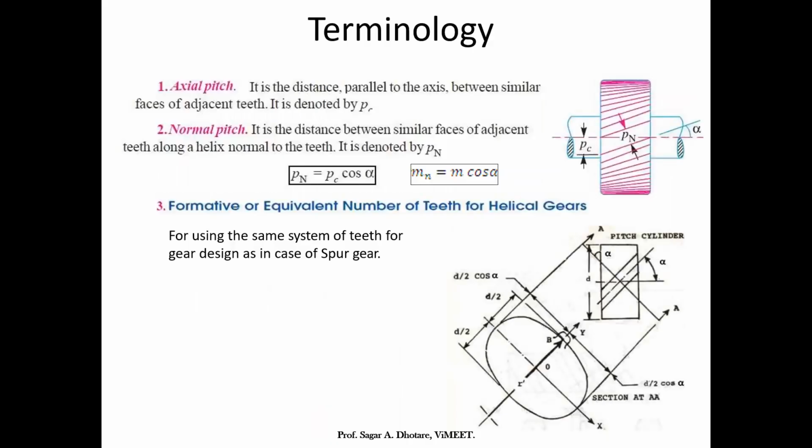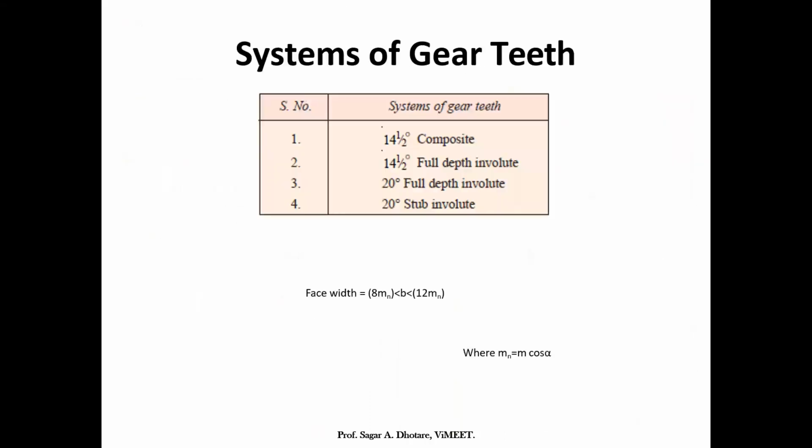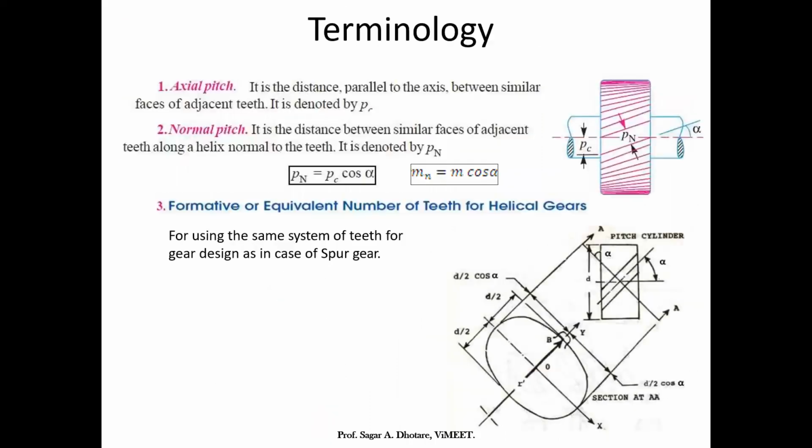Next, basic terminology. We will discuss a few points because they are very important in the aspect of gear tooth. Most important is the helix angle: the angle made by a helix with the axis of rotation, or the angle made by a tooth with the axis of rotation. So it is called a helix angle.